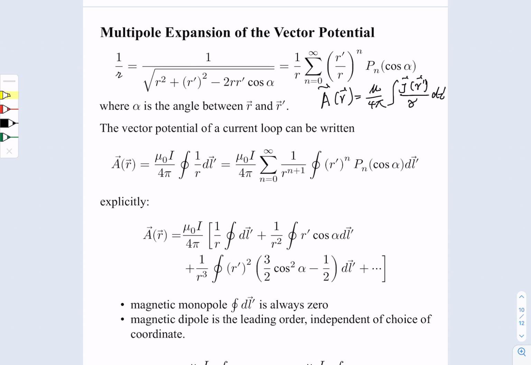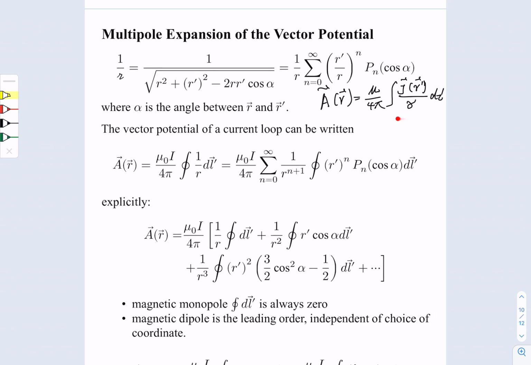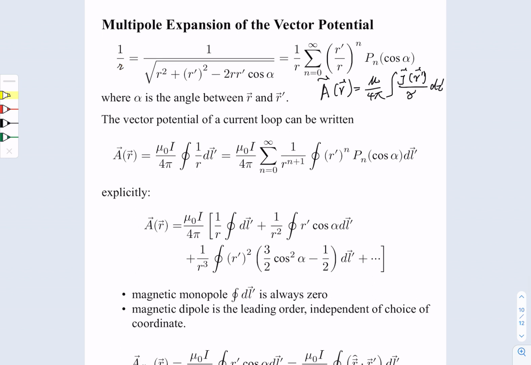So we simply use the expression here and plug in this 1 over the separation vector, and from this expression we will do the exact same steps as how we expressed the multipole expansion for the scalar field, and then that will give us the multipole expansion for the vector field. So if you plug in this 1 over the separation vector, that will give us exactly the expression over here.